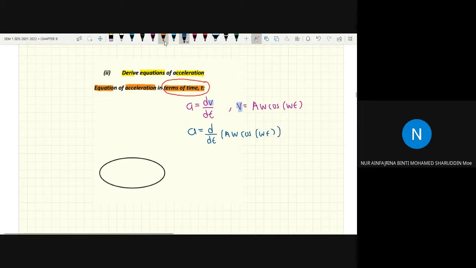Like I told you, apa yang Miss tak boleh differentiate, Miss akan bawa ke depan. So, Miss tak boleh differentiate amplitude sebab dia bukan respect to t. Miss tak boleh differentiate omega sebab dia bukan respect to t. Jadi, Miss akan tulis dia ke depan dan Miss akan differentiate yang baki iaitu cos omega t. My question is, if you differentiate cos, you akan dapat apa? Negative sign. So Miss tulis balik A omega, bawa turun balik, dan Miss akan dapat negative sign.